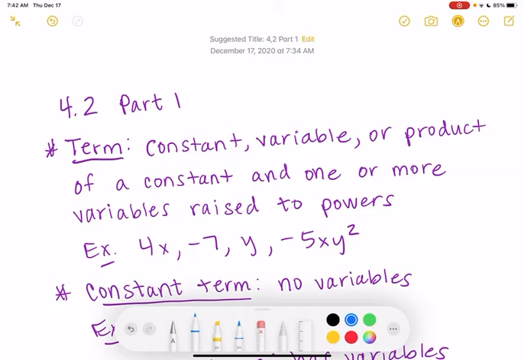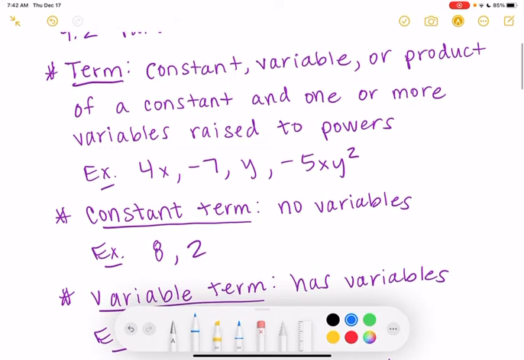This is section 4.2, part 1. And to start, we have a little bit of vocab. So you can go ahead and hit pause to write these down if you'd like. And then I'll go ahead and walk us through what they are. Okay, so to start, we have term.